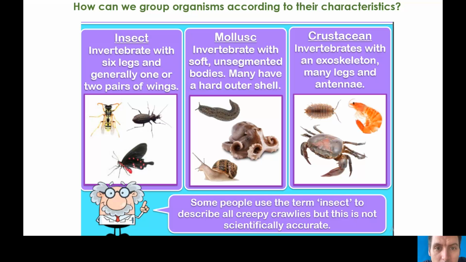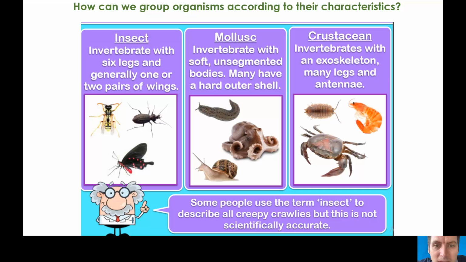We can see mollusks as well. So mollusks are invertebrates that are animals without that backbone, with soft, unsegmented bodies. Many have a hard outer shell. Okay, and our crustaceans are those animals which have exoskeletons, many legs and antennae. Okay, so we can see crabs as an example and prawns as an example there.